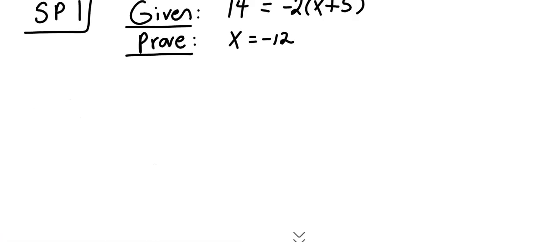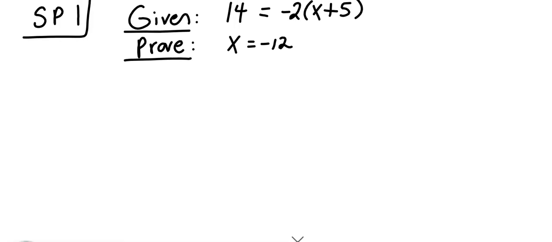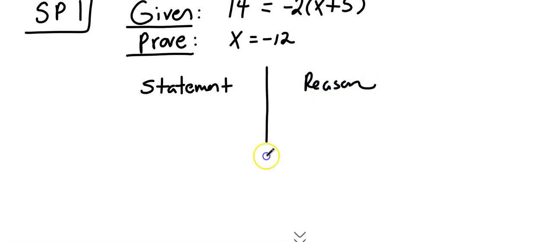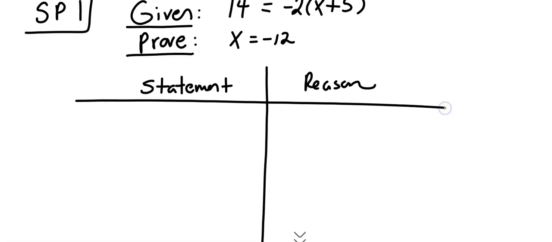All right, so here's a student practice for you guys. I'd like you to give that a try, and then we'll see how you did with that. Just make your corrections as we go. So we're going to have our statement column here, right? And we're going to have our reason column over here. All right. So let's start off with Melina. Melina, what's my first statement going to be?